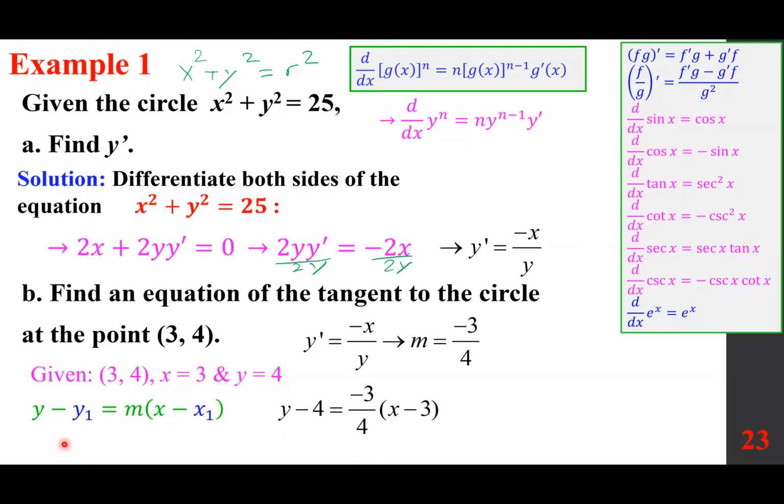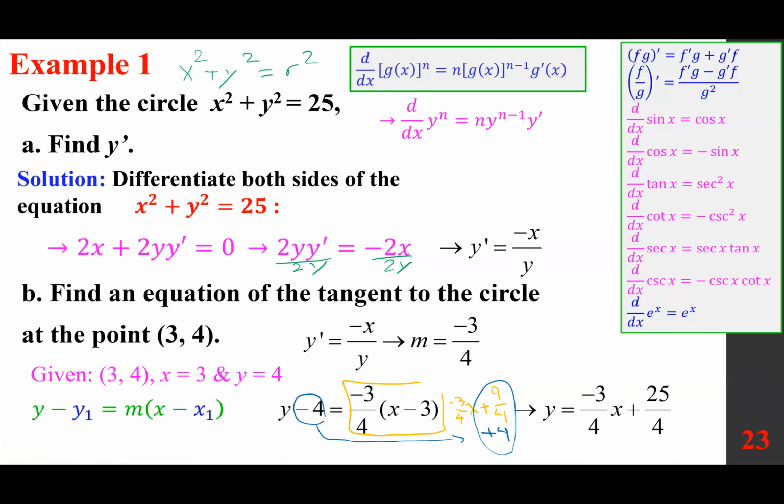So we are going to get this as negative 3/4 x minus 3 times minus 3 is plus 9 over 4. We are moving the negative 4, making it plus 4. As you know, 4 is 16 over 4, so we get 25 over 4. Okay, everybody?